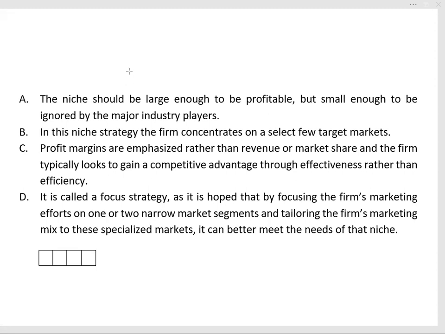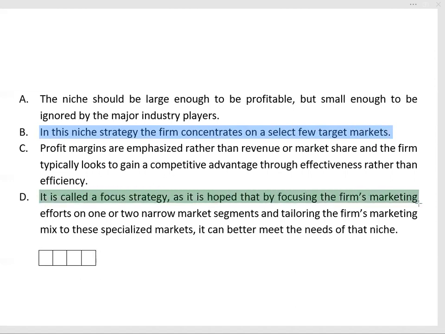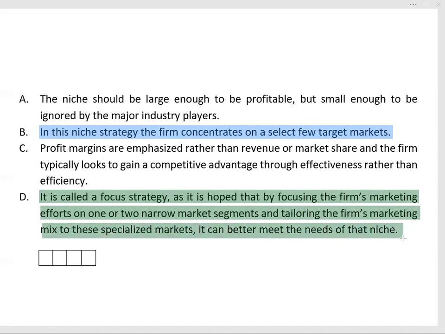So let's first look at B and D and find out their sequence. B says, in this niche strategy, the firm concentrates on a select few target markets. D then says, it is called a focus strategy as it is hoped that by focusing the firm's marketing efforts on one or two narrow market segments and tailoring the firm's marketing mix to these specialized markets, it can better meet the needs of that niche. We can see right off the bat that these are introductory of the strategy.